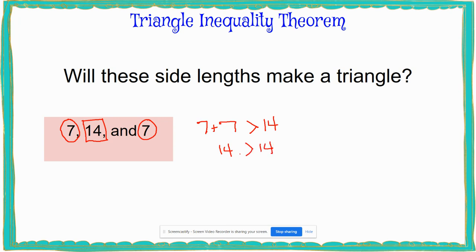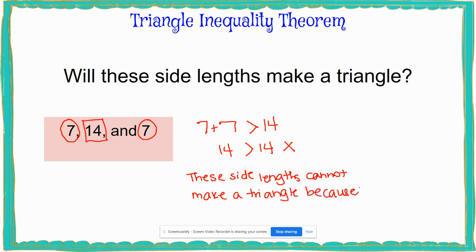And so my statement says that 14 is greater than 14. Now, 14 is equal to 14, but that's not what this statement says. This statement says that 14 is greater than 14, and that's not true. So because of that, these side lengths would come very close to making a triangle, but they would not actually make a triangle. So we would say these side lengths cannot make a triangle. And the reason is 7 plus 7 is not greater than 14.